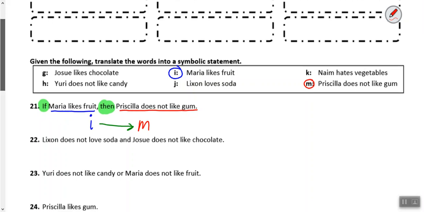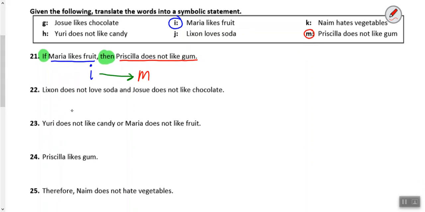Okay, let's look at number 22. So Lixin does not love soda and does not like chocolate. So I see a couple things here. First, I see the word and, so I know that's going to be my up arrow. And let's see here. Then I have Lixin does not love soda. So in my bank, that says Lixin loves soda. So we have the not there, which means squiggly. So I'll say squiggly line J.